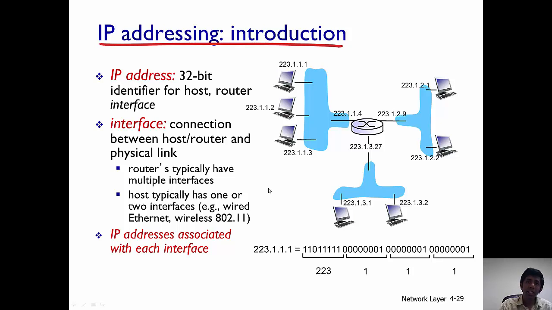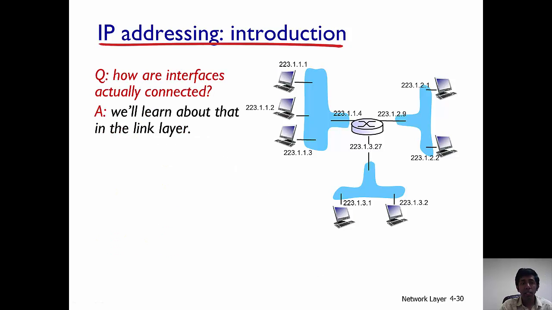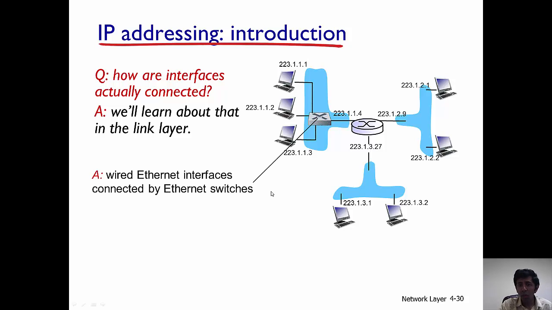Okay, so we just said that there are IP addresses associated with interfaces. So the next question is how are interfaces connected? We'll actually learn about that in the link layer. For now, all that you need to know is interfaces are connected to the intervening router using switches.